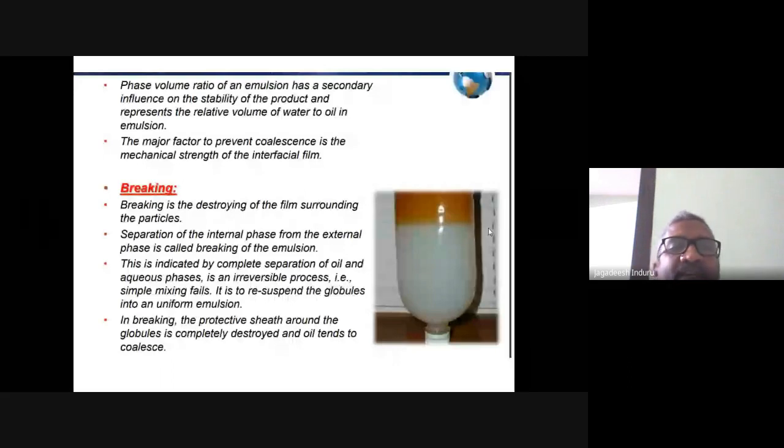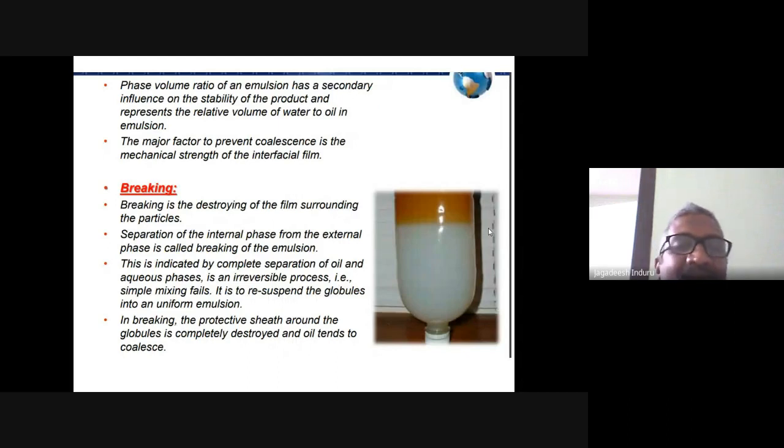So the phase volume ratio of an emulsion has a secondary influence on the stability of the product and represents the relative volume of water in oil or oil in water, depending upon the emulsion. The major factor to prevent coalescence is the mechanical strength of the interfacial film, which is required to be strong. That can be protected by the antimicrobial agent and by preventing changes in the pH by adding buffers.